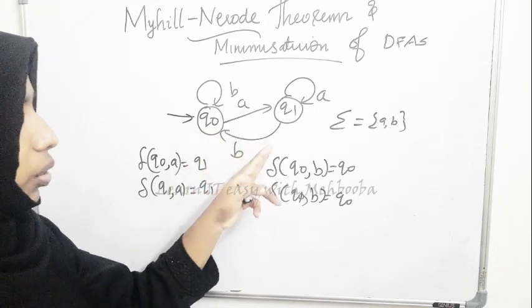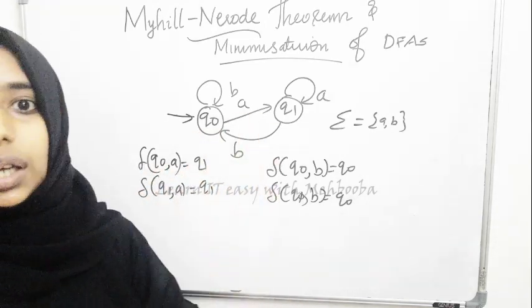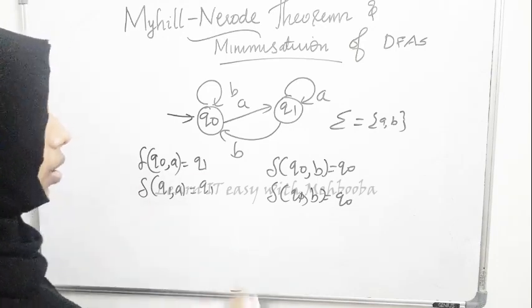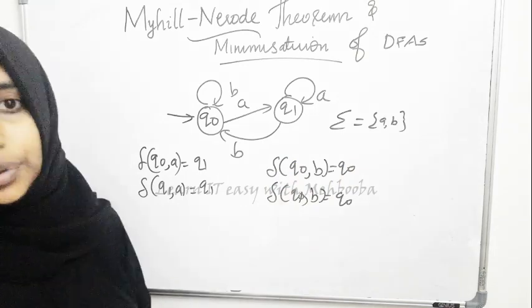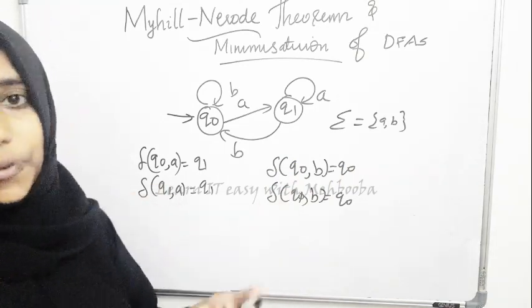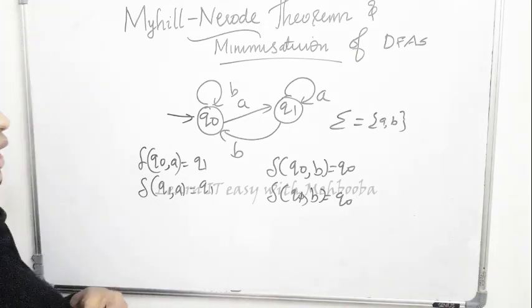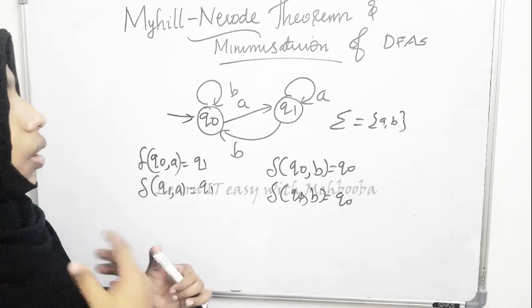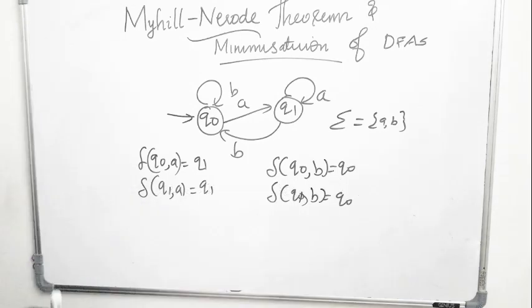Q0 and Q1 are indistinguishable because on all the input symbols they show the very same behavior. On A both of them move to Q1 and on B both of them move to Q0. So they are said to be indistinguishable states, and they form an equivalence class. Now, with the help of examples, we will see how this minimization of DFAs can be performed.